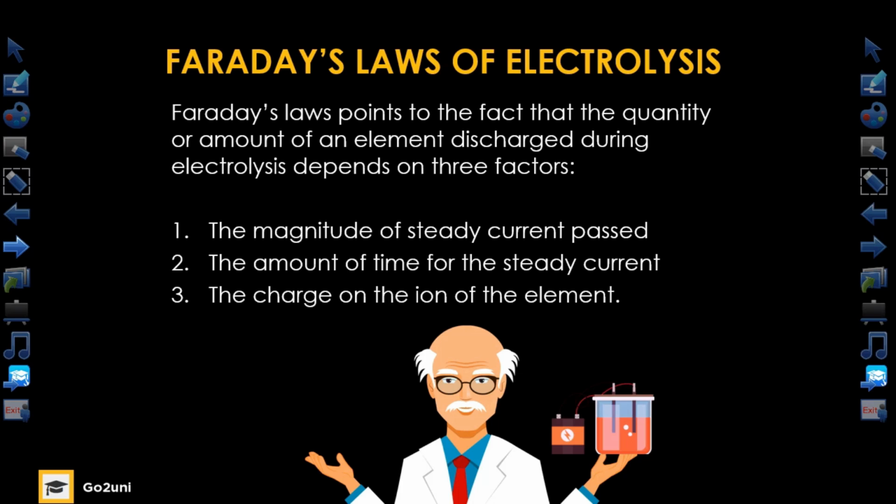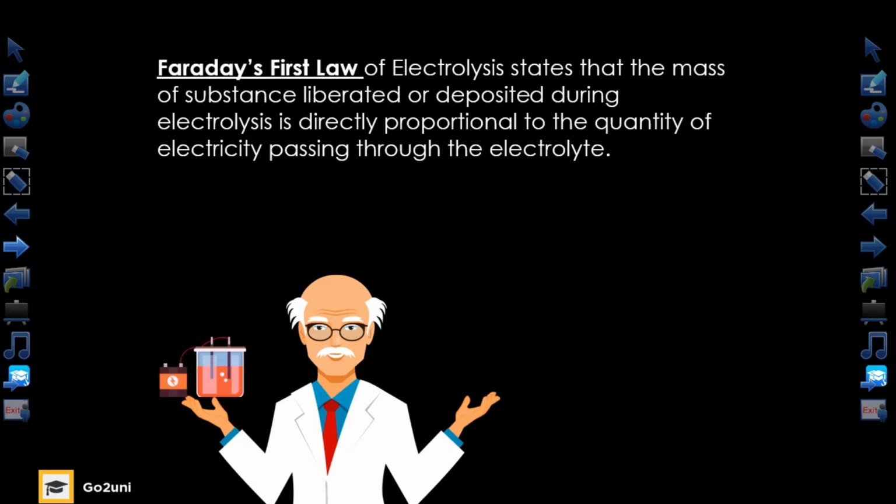So let us put forward the first law and consider what it is talking about. Faraday's first law states that the mass of a substance liberated or discharged or deposited during electrolysis is directly proportional to the quantity of electricity that is passing through it. That is just what Faraday's first law is talking about.